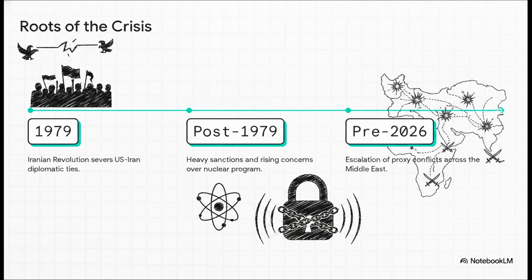In the decades that followed, two huge factors defined the landscape: heavy American economic sanctions meant to isolate Iran, and skyrocketing international anxiety over Iran's nuclear program. Then, in the years right before 2026, the region saw a massive escalation of proxy conflicts. Iran was steadily increasing its support for armed allied groups across Lebanon, Syria, Iraq, and Yemen. Meanwhile, the US and Israel viewed this expanding network as a direct existential threat to their security.